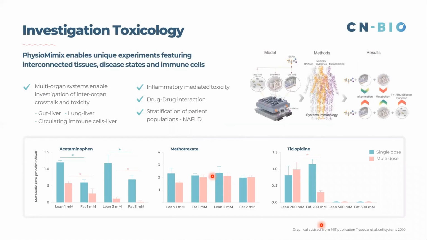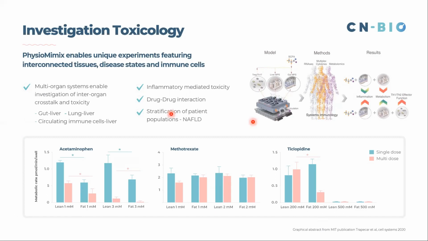And then we can extend this a little bit further and ask some even more complicated questions using our system. As well as having single liver MPS systems, we also now have multi-organ MPS systems where we can connect the liver to both the gut and the lungs. We can connect the liver to immune cells. And what this allows us to do is to study inter-organ crosstalk. And a recent publication by our collaborators at MIT has demonstrated how this can be done.